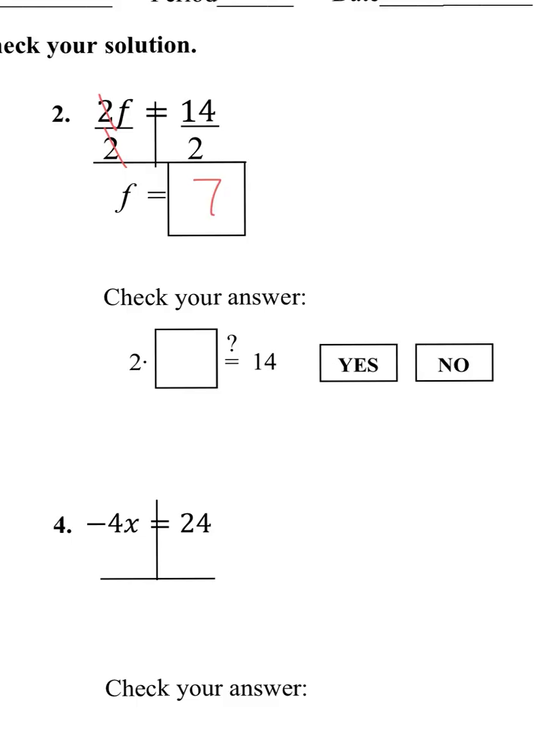And then it says check your answer. We're going to take 7 and plug it back into the original equation. So 2 times 7, does that equal 14? Well, let's see. 2 times 7: 2, 4, 6, 8, 10, 12, 14. Yep. So does 14 equal 14? Yes, it does. So guess what? 7 is the answer in this equation. Sorry, it's getting late. All right, number 3.